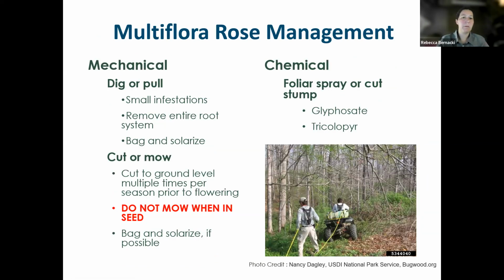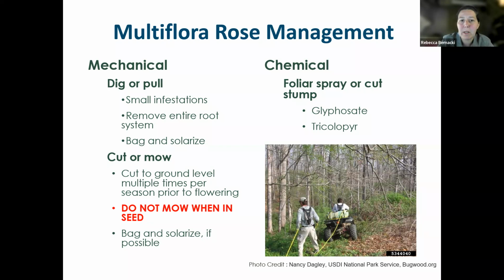Multiflora rose can be managed mechanically for small infestations. We can dig or pull it, always being sure to remove the entire root system, placing it into a contractor bag and solarizing it. We can also cut or mow it. We can cut it to ground level. It's going to take multiple cuts per year. We want to do that prior to flowering. As always, we don't want to mow it when it's in seed. We want to bag and solarize that plant material if possible.